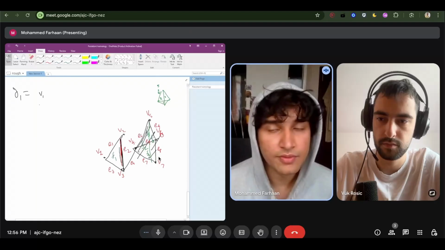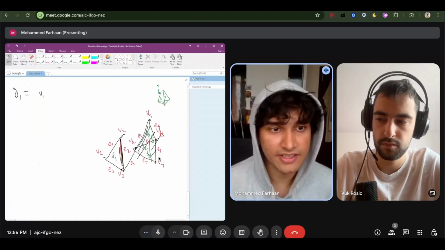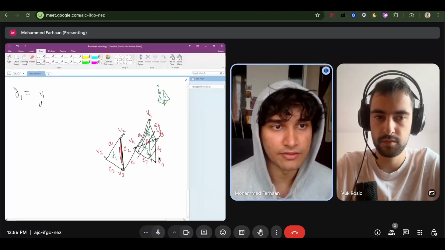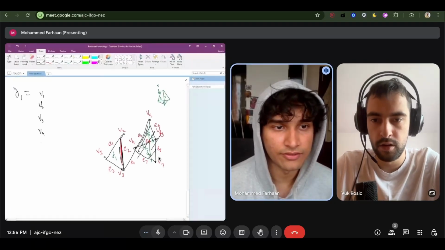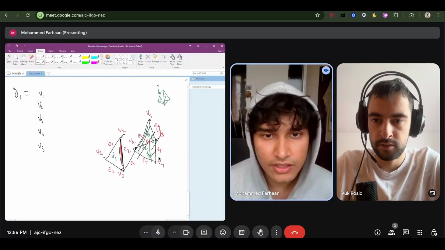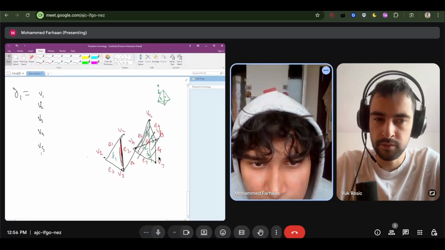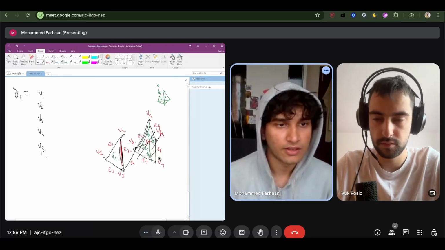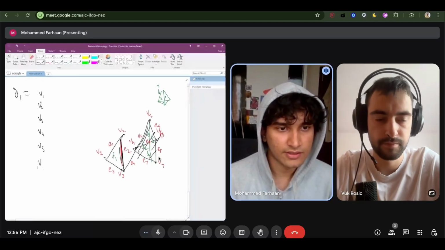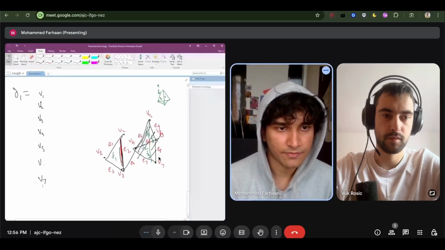So what we're going to do is list our vertices downwards first. V1, V2, V3, V4, V5. How many vertices do we have? 7 or 8? 1, 2, 3, 4, 5, 6, 7. Yeah, 7. V6 and V7.